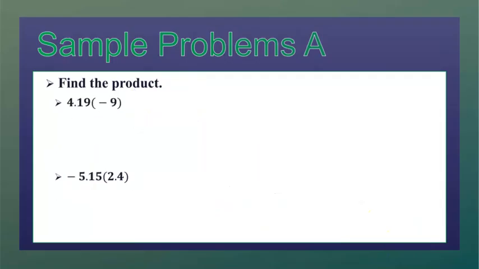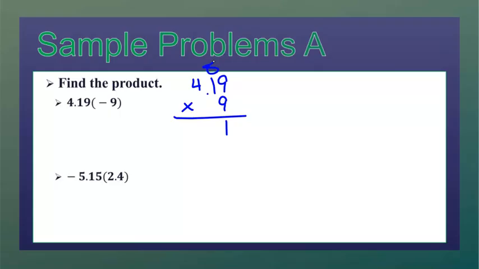Next, find this product. Here we have negative 9 times 4.19. So let me just put that up here. Let me get rid of this negative so that it doesn't look like a subtraction problem. Since one of the factors is negative and the other one's positive, I know my answer is going to be a negative. So 9 times 9 is 81.